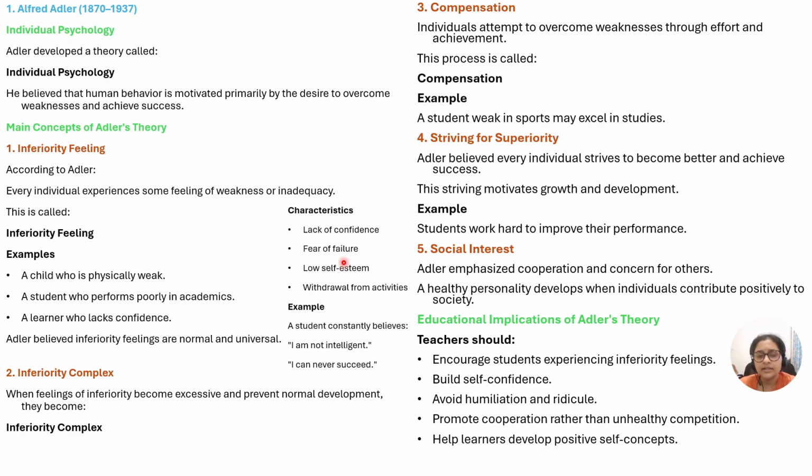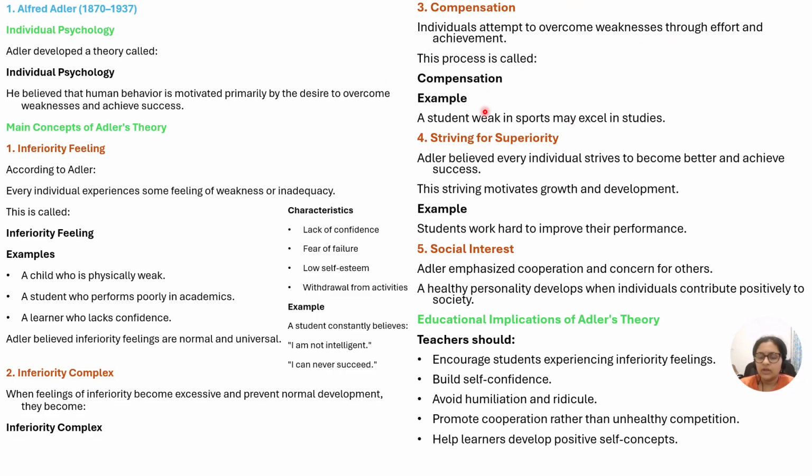So, what are the characteristics? Lack of confidence, fear of failure, low self-esteem, and withdrawal from activities. For example, a child is thinking, I can never succeed. That is too much. Okay, then the next one is compensation. Individuals will attempt to overcome the weakness through effort and achievement. This is a good sign.